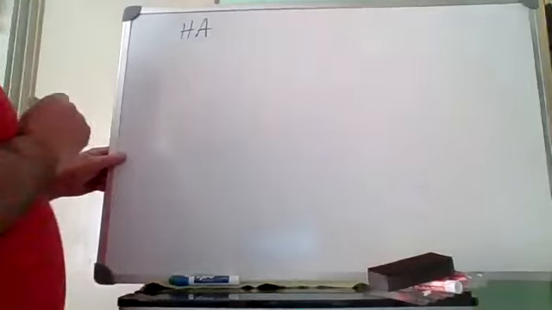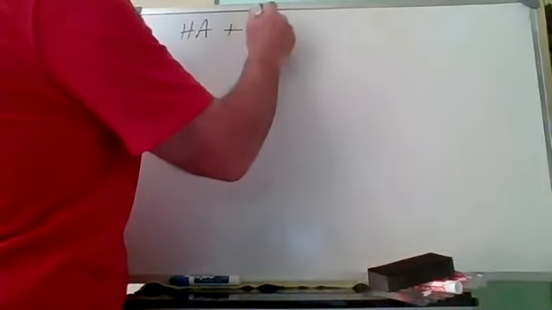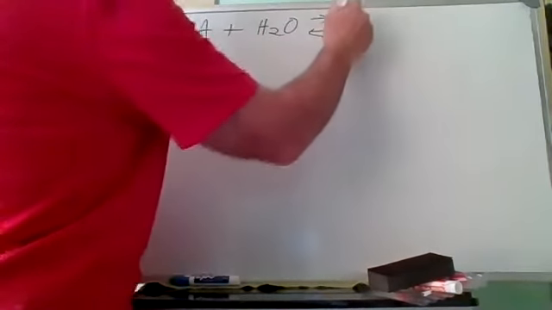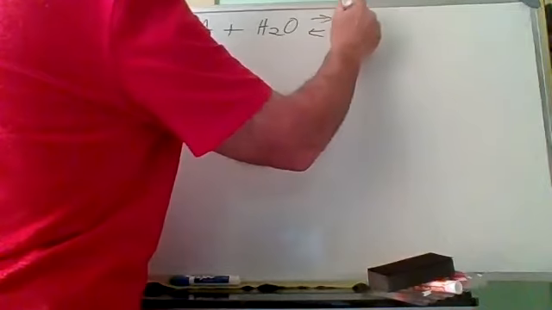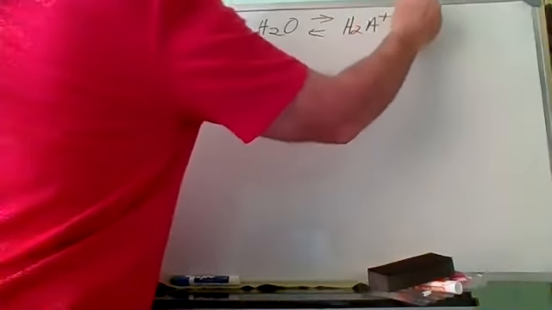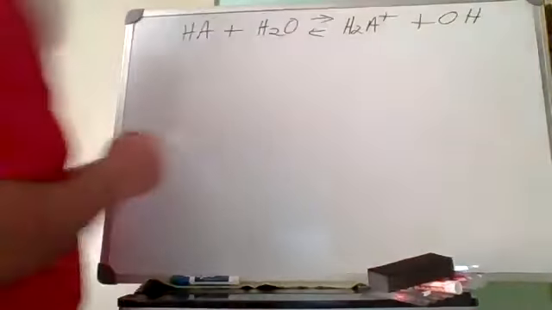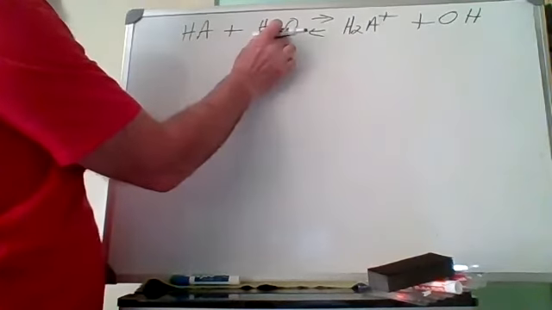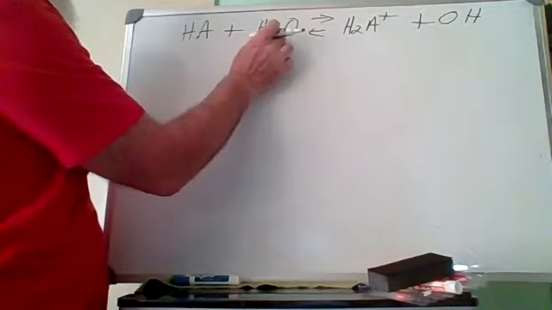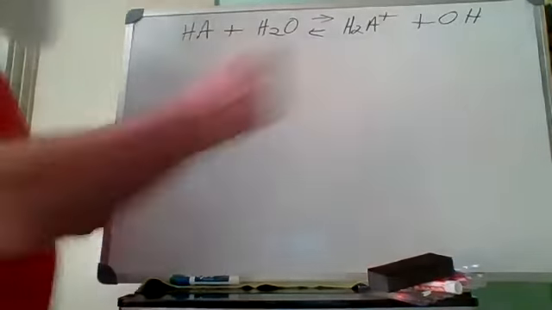Now again, I have this one worked out, but let's see if I can work it without. So this will be our quinine, HA, plus H2O gives us H2A plus OH minus. Okay, so it's stealing a proton from the water, OH minus.